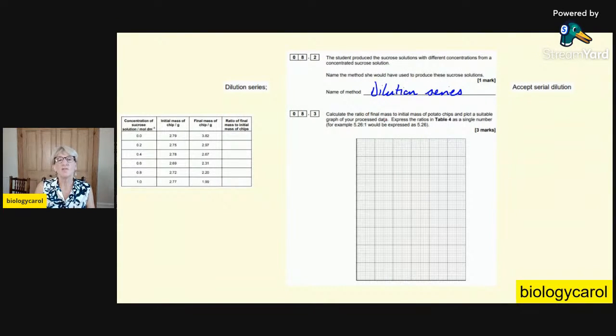Calculate the ratio of final mass to initial mass of the potato chips. Okay, all right. And plot a suitable graph of your process data. Process data just means use the bits of data that you've just calculated. Express the ratios as a single number. This is actually trying to help you. For example, 5.26 to 1, final mass to initial mass would just be expressed 5.26.